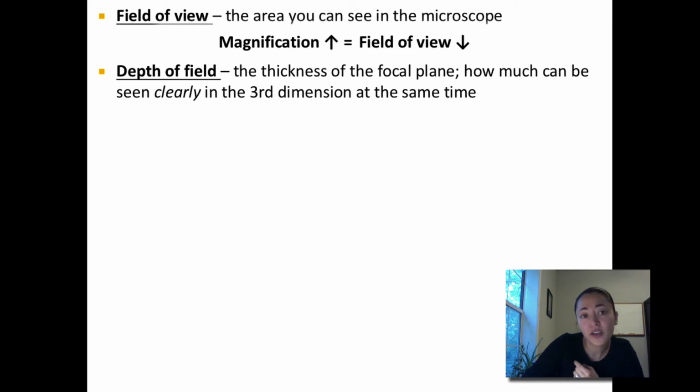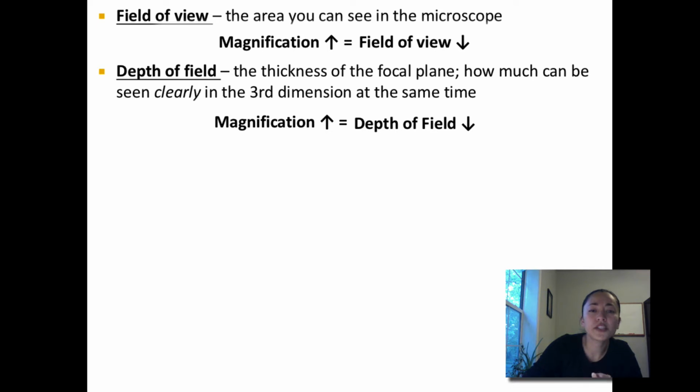Depth of field, on the other hand, is the thickness of the focal plane. It's how much you can clearly see in the third dimension at the same time. So it's how clear you can see in the three-dimensional space. As you increase the magnification, your depth of field decreases. So notice, the same effect happens for field of view and depth of field. As you increase the magnification, both of these will decrease.